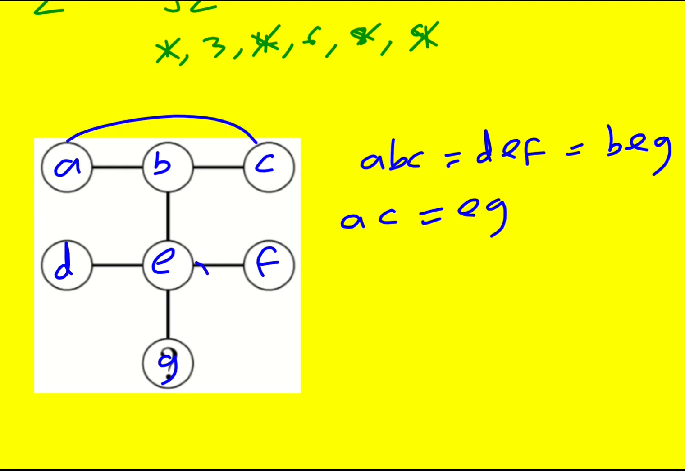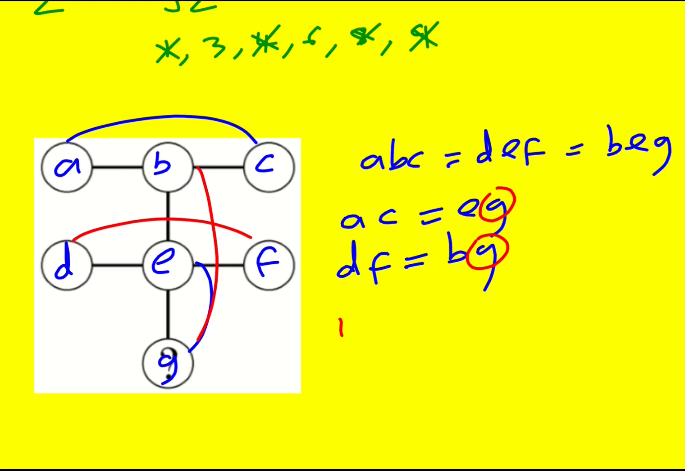These two must equal these two times together. But also, DF must equal BG. DF equals BG. Now, we've got G appearing in both of these. So we need to look at our digits and think about how we can get some multiplications where the same thing appears twice.